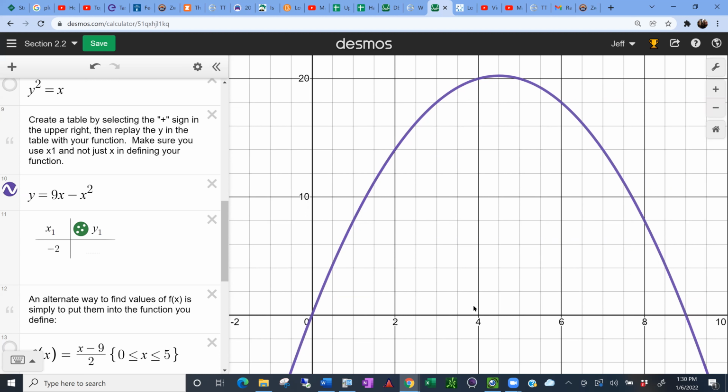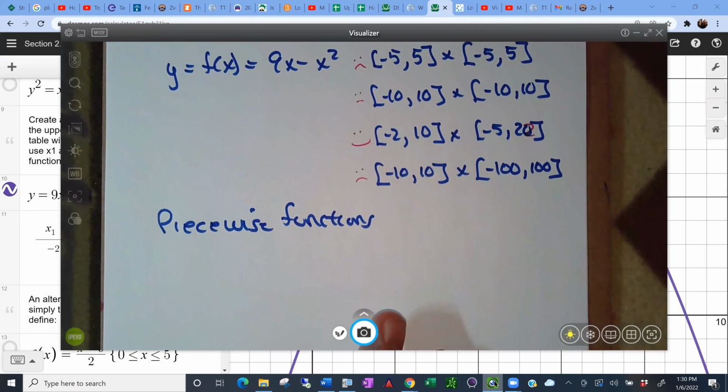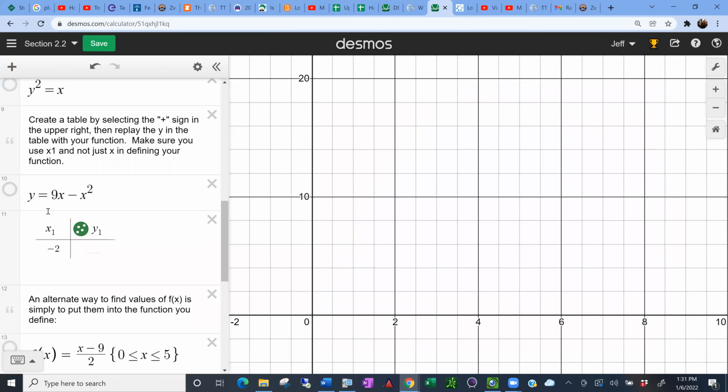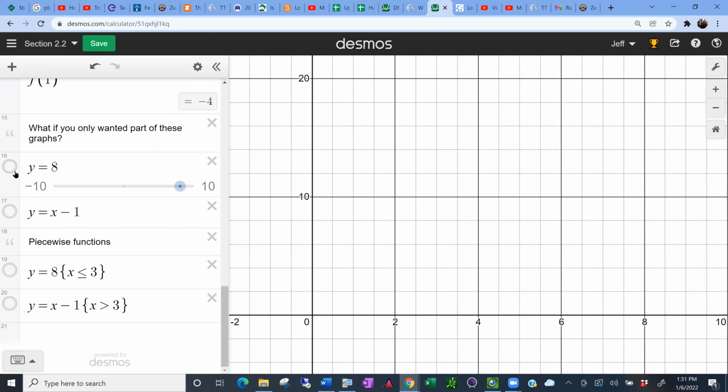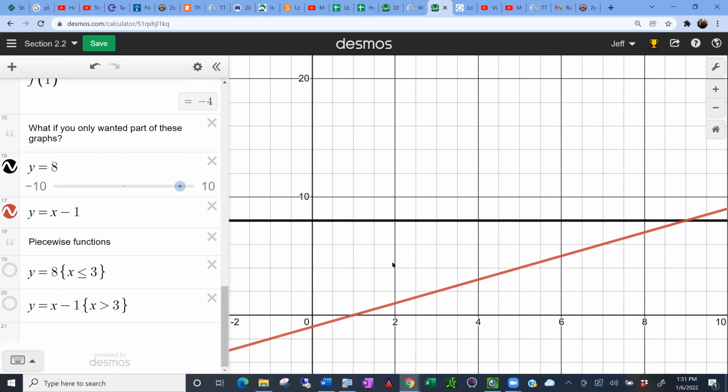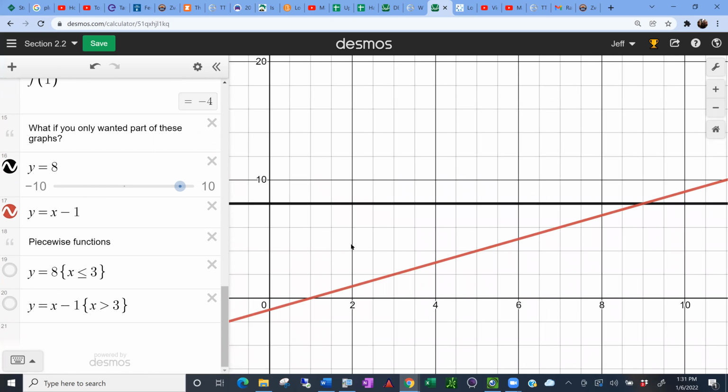So what on earth do I mean by piecewise functions? Well, let's take a look here. Piecewise functions. Well, sometimes I don't want all of a function. Sometimes I just want part of it. So for instance, here's a line y equals 8. Just a nice horizontal line, no big deal. And then here's another line, y equals x minus 1. But sometimes I only want part of a graph and part of another graph. And if I put those two parts together, I get what's called a piecewise function.